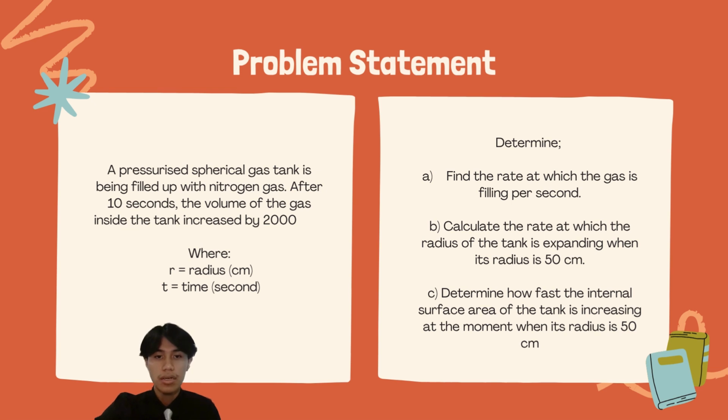The first, find the rate at which the gas is filling per second. Next, calculate the rate at which the radius of the tank is expanding when its radius is 50 cm. And the last one, determine how fast the internal surface area of the tank is increasing at the moment when its radius is 50 cm.